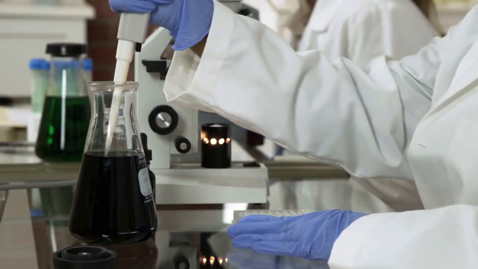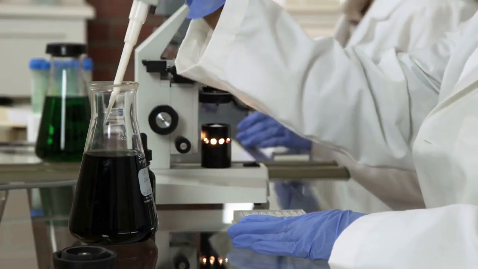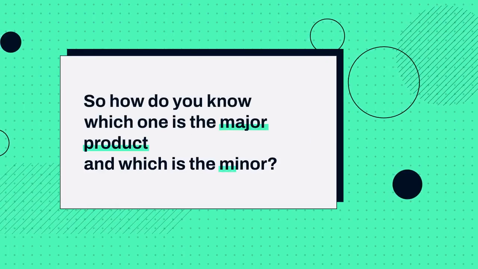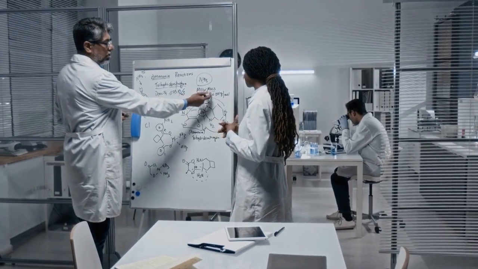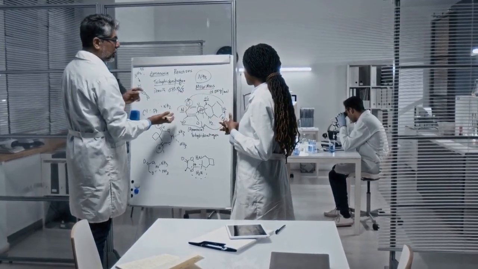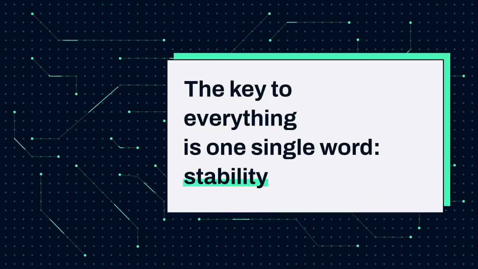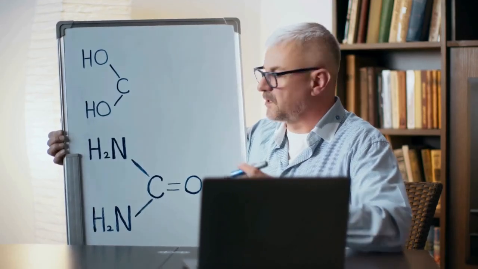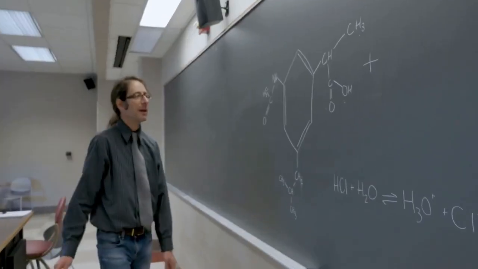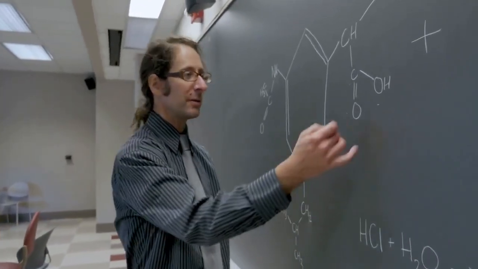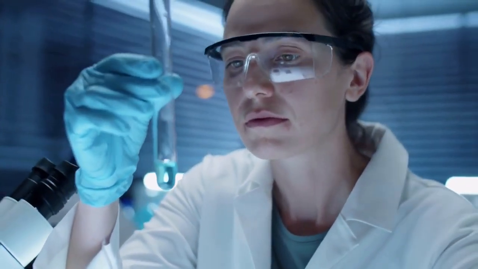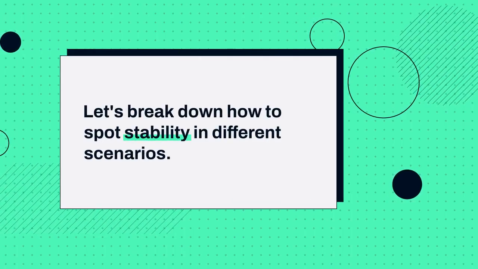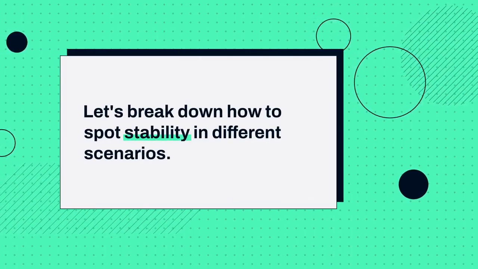Organic chemistry reactions can be tricky. Often, a single reaction can produce more than one product. So how do you know which one is the major product and which is the minor? Today, we are going to simplify this concept. The key to everything is one single word: stability. The major product is almost always the more stable product, while the minor product is the less stable one. Nature prefers low energy, and stable molecules have low energy. Let's break down how to spot stability in different scenarios.